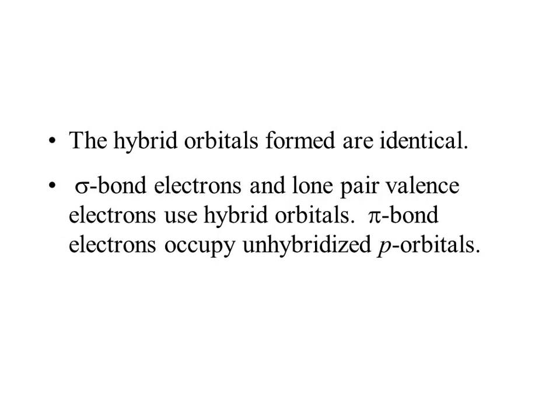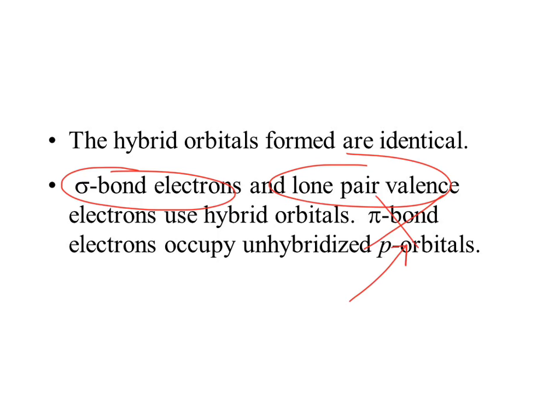When we're talking about hybridized orbitals, those hybridized orbitals can only participate, sometimes I'll use that term, be associated with sigma bond electrons and lone pair electrons. That's it. Okay. Pi bond electrons cannot occupy hybridized orbitals. They're left out.